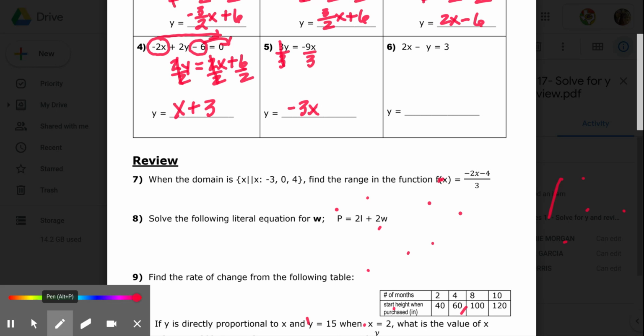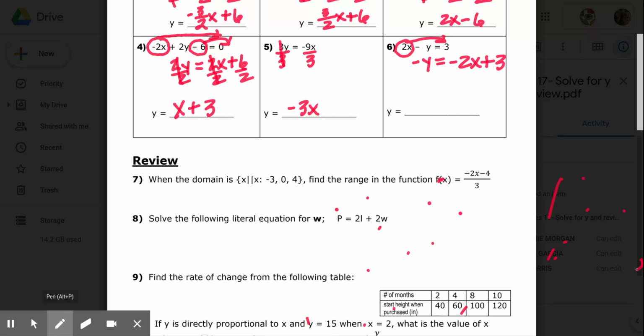Number 6, we need to move that 2x over to the other side. So that will give us negative y equals negative 2x plus 3. Now, I don't know if some of you may be thinking, why do I have to put the x term in front of this constant 3? You don't have to. If you wanted to make it look like this, negative y equals 3 minus 2x, that's also okay.